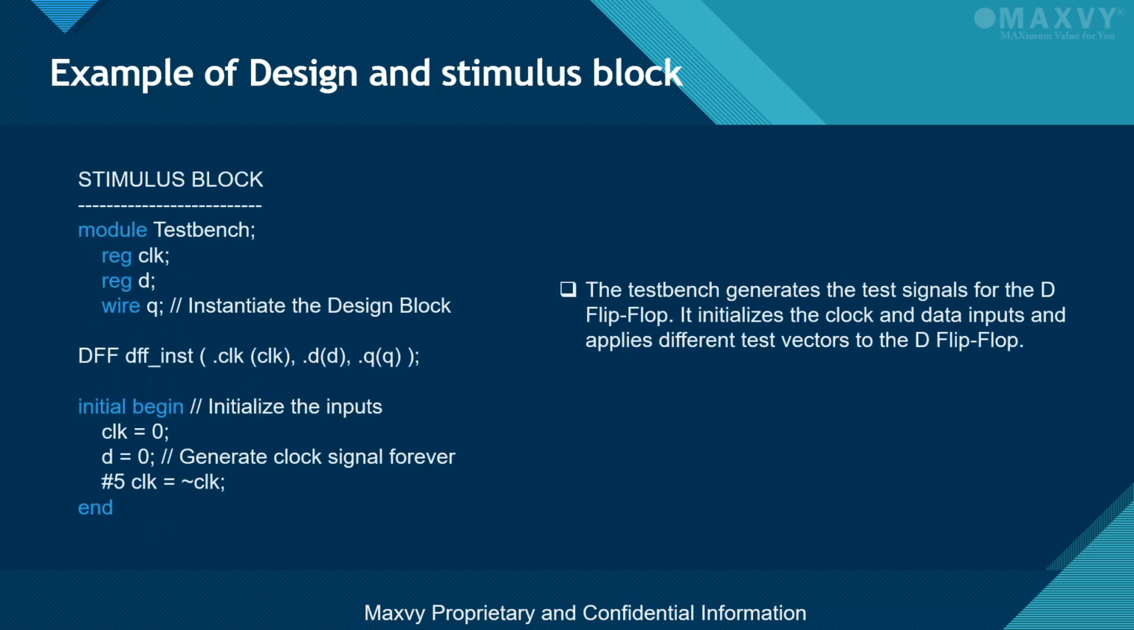In the case of a stimulus block, the test bench generates the test signals for the D flip-flop. It initializes the clock and data inputs and applies different test vectors to test the D flip-flop. Here we declare clock and D as reg because they will be driven by the test bench. We instantiate the D flip-flop module, DFF, and connect ports to the test bench signals.